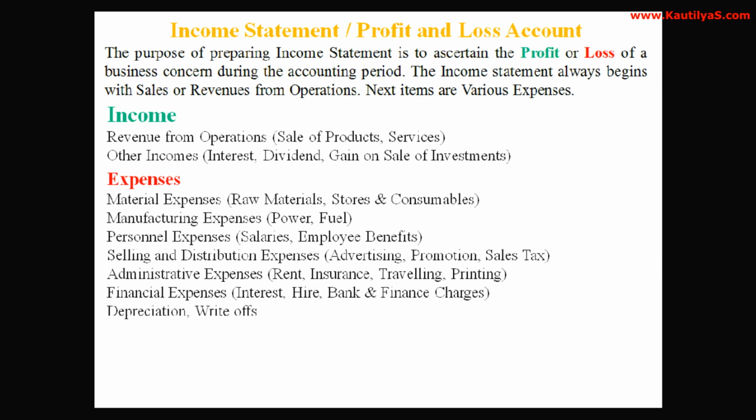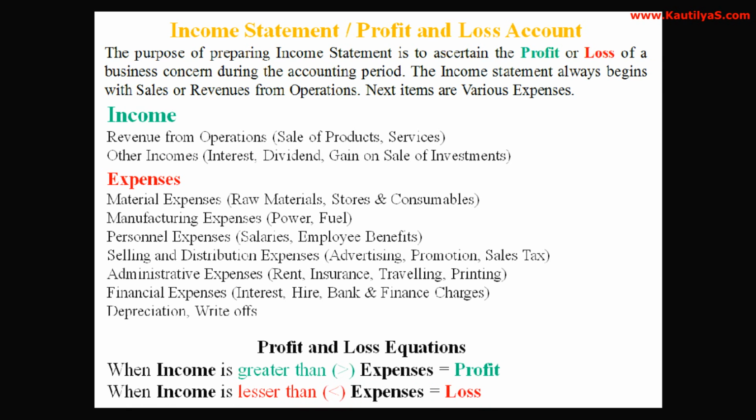Now we look at profit and loss equations. When income is greater than expenses, the business makes profit. When income is less than expenses, the business incurs loss.